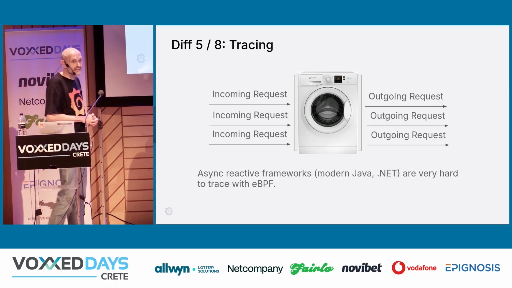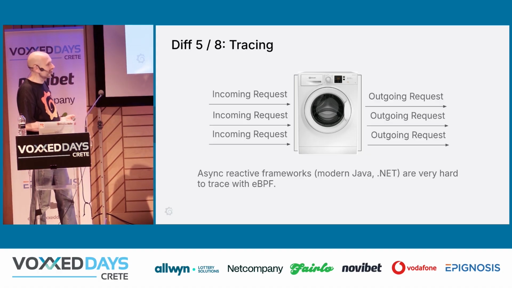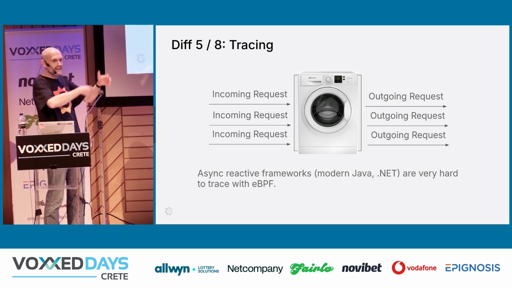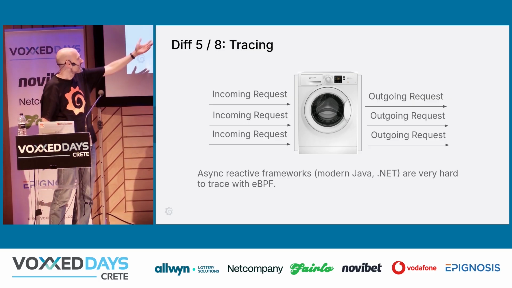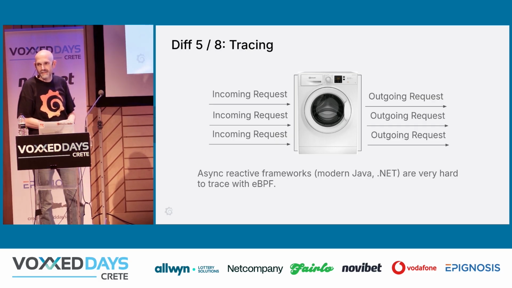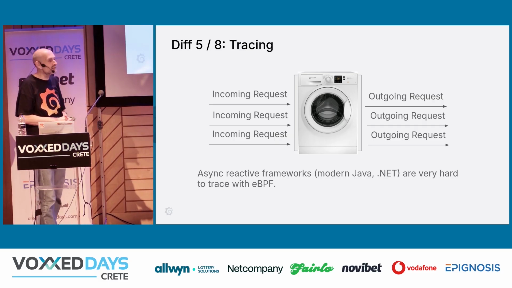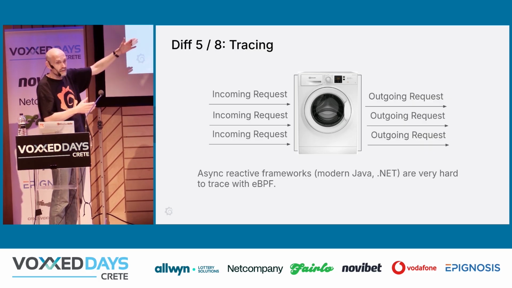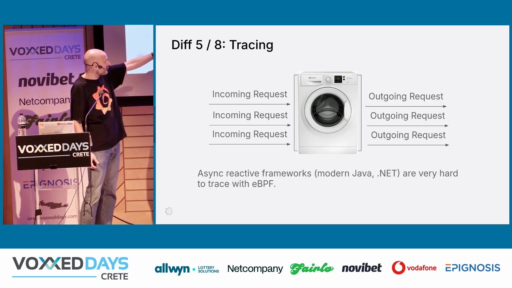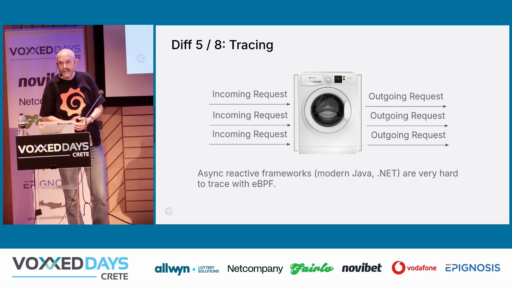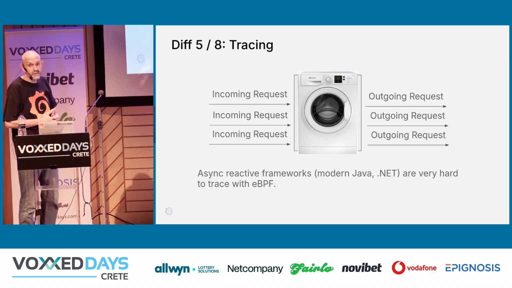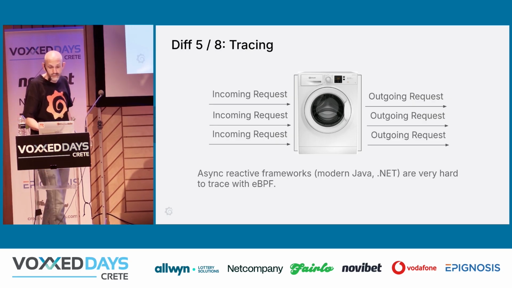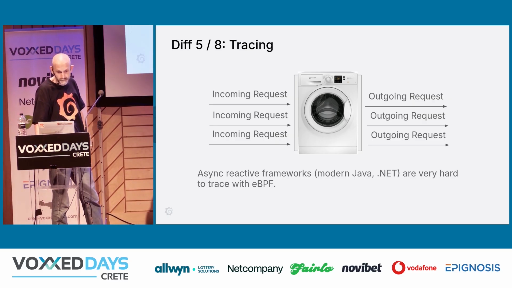Reactive Java applications, you can imagine them a little bit like a washing machine or a tumbler, right? Something's coming in and then there are tiny fragments of work items scheduled through different requests all the time. And if eventually some request goes out, it's really impossible with eBPF instrumentation to track what belongs to what. And so if you have a reactive Java application or .NET, tracing will be broken with Beyla. And then if you want tracing for these technologies, you have to use the Java agent.